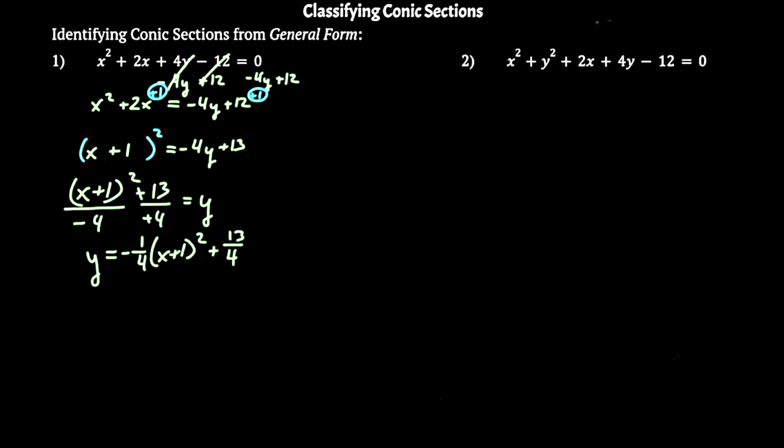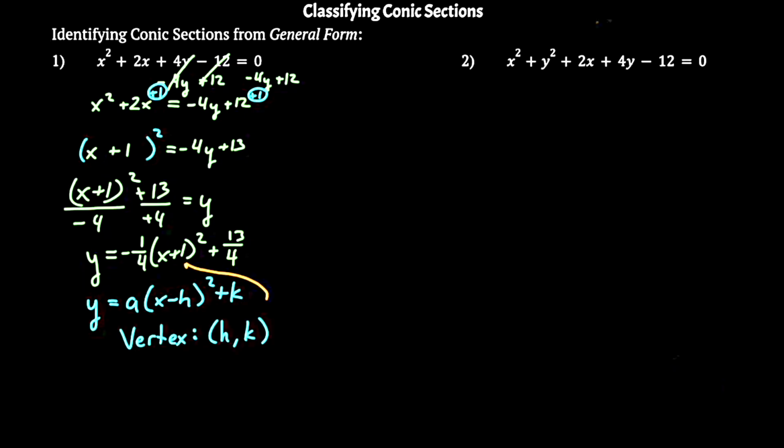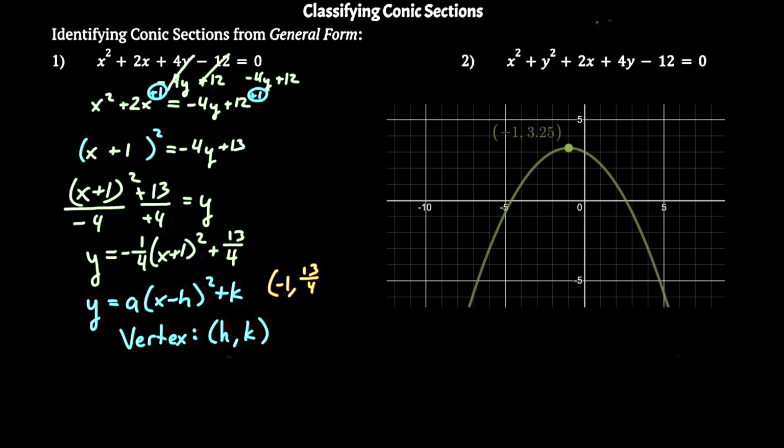So you've already learned before that a parabola's equation in vertex form is y equals a times x minus h squared plus k. And this tells you the vertex. So in this example, the h value is actually negative 1 because in this form it's being subtracted, but our equation is being added, so it's the opposite. So the vertex would be negative 1 comma 13 over 4.